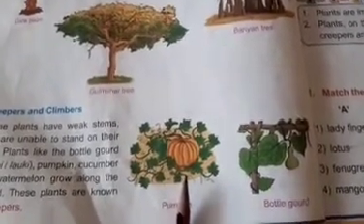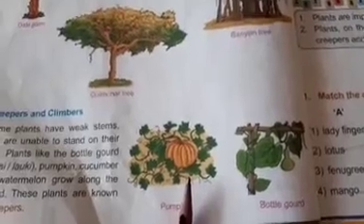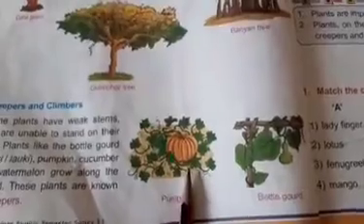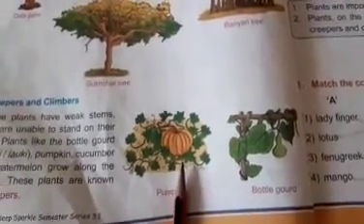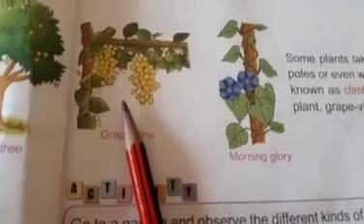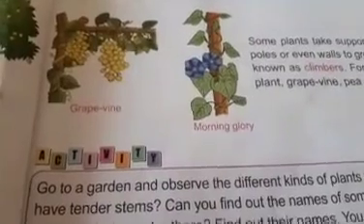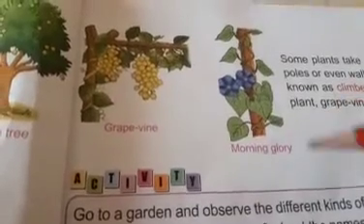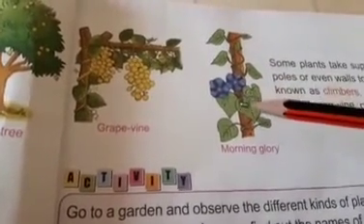Those plants are unable to stand on their own and they grow along the ground. That type of plant is called creepers. Understood, no? Okay, now see climbers. Grapevine and morning glory are examples of climbers. Some plants take support of other plants or poles or walls to grow and are hence known as climbers.